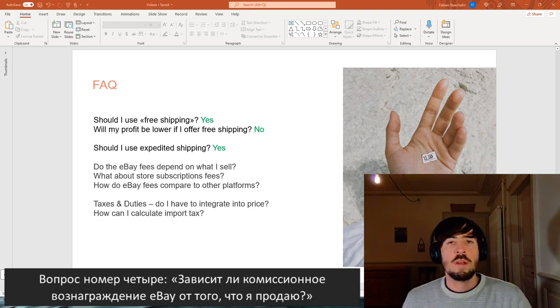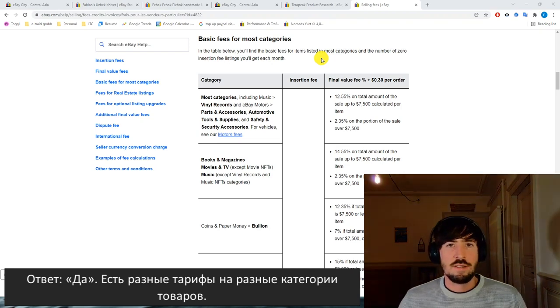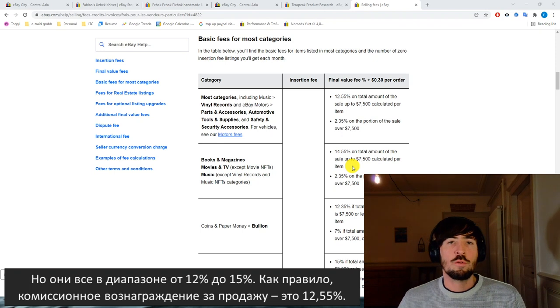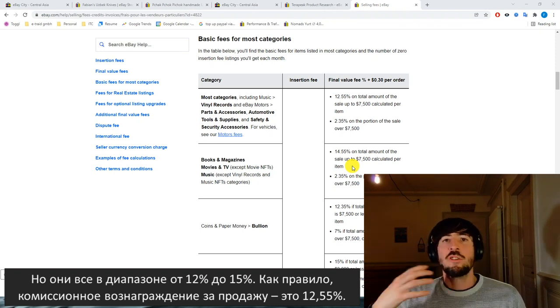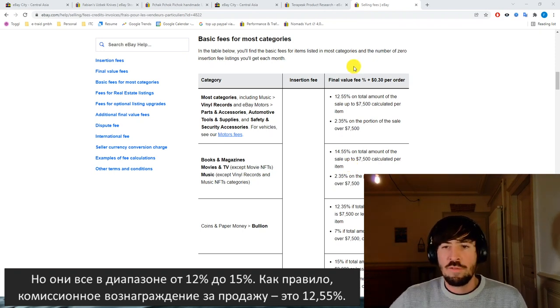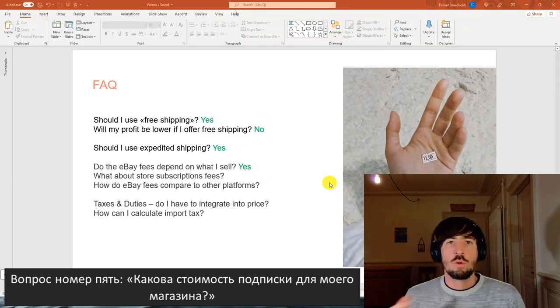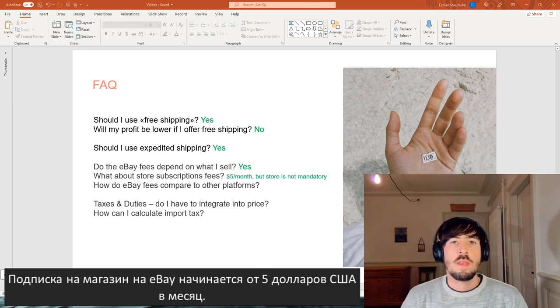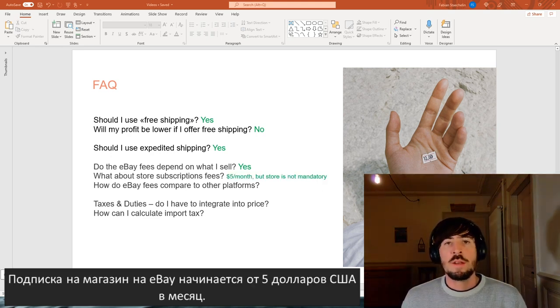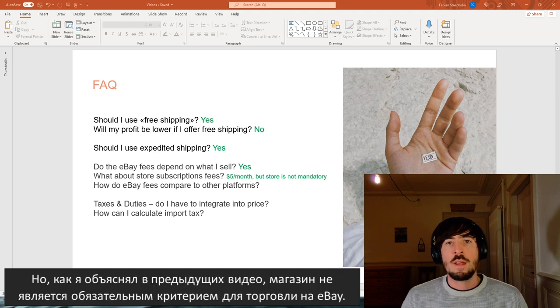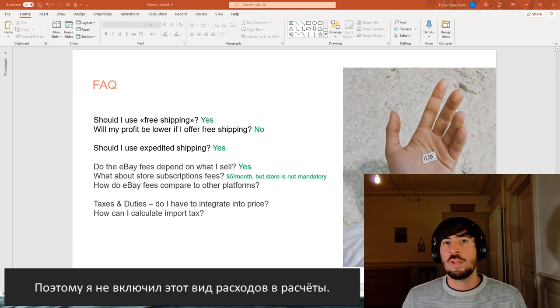Question number 4. Do the eBay fees depend on what I sell? The answer is yes. There are different fees for different categories, but they are all in the range of 12 to 15%, and in general, the selling fee is 12.55%. Question number 5. What about fees for my store subscription? Store subscriptions on eBay start at $5 a month. But as I explained in the previous video, a store is not mandatory in order to sell on eBay. This is why I have not included this in the selling fees.